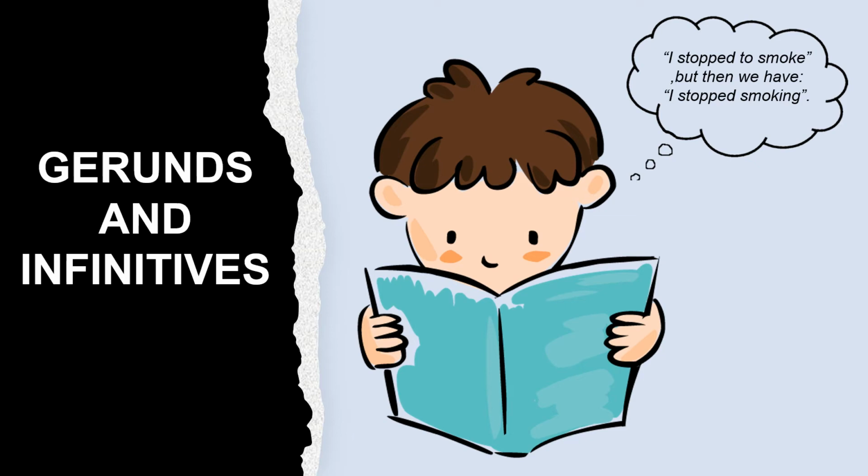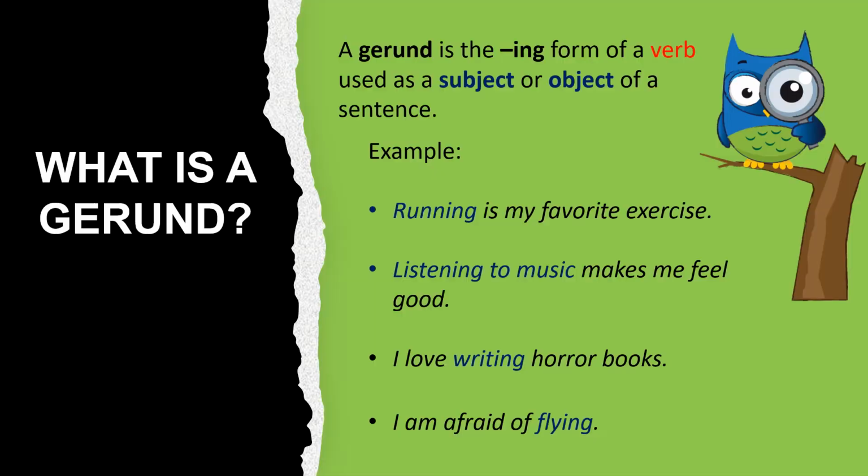Hi! Today we are going to learn how to use gerunds and infinitives. What is a gerund? A gerund is the ing form of a verb used as a subject or object of a sentence. So we have some examples here.